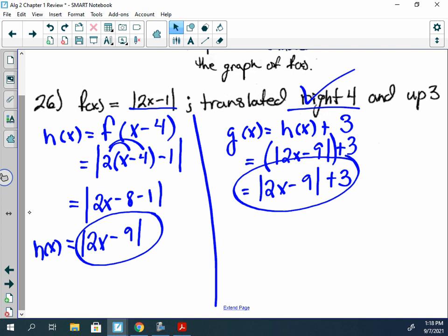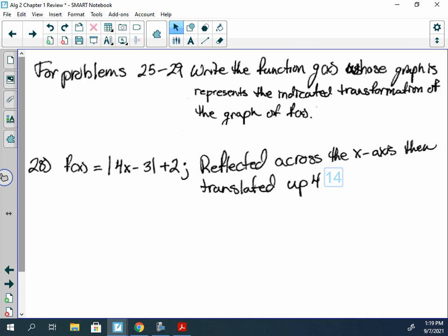Any other questions on any of these transformations? Okay. If we have time, we'll come back. I think there's probably a good chance that we will.